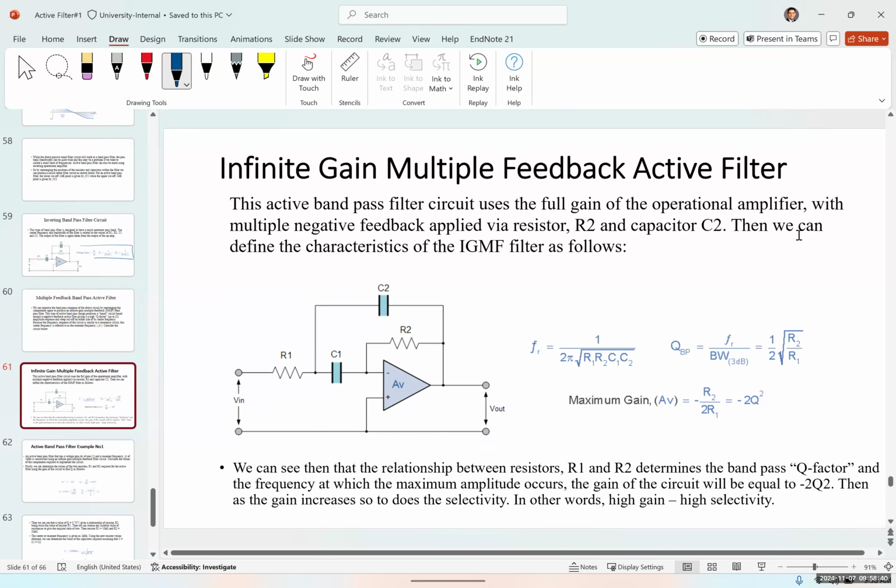We can see that the relationship between resistors R1 and R2 determines the bandpass Q factor at the frequency at which the maximum amplitude occurs. The gain of the circuit will be equal to negative 2Q squared. Then as the gain increases, so does the selectivity. In other words, high gain, high selectivity.